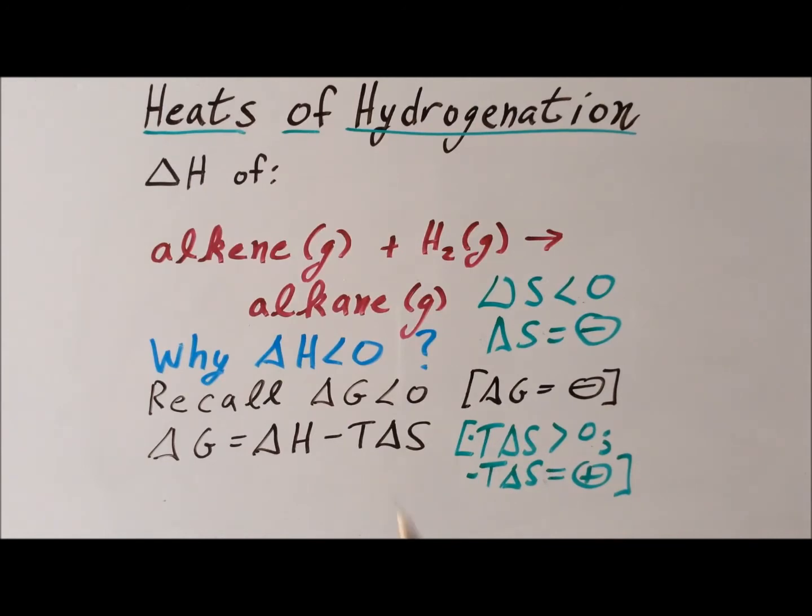But we know, since this reaction is spontaneous in the presence of a catalyst at least, that delta G must be negative. So we're getting a negative number by adding delta H to a positive term. The only way that it's possible implies that delta H has to be negative.